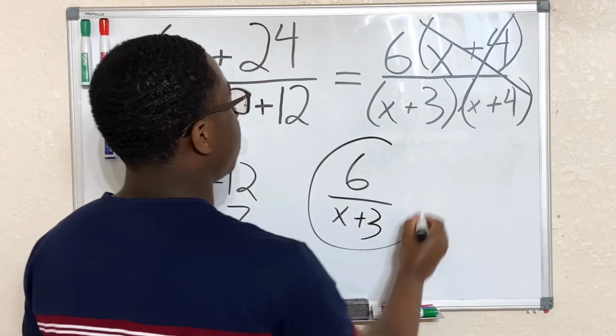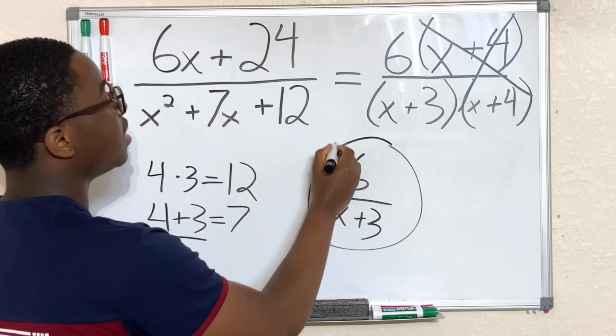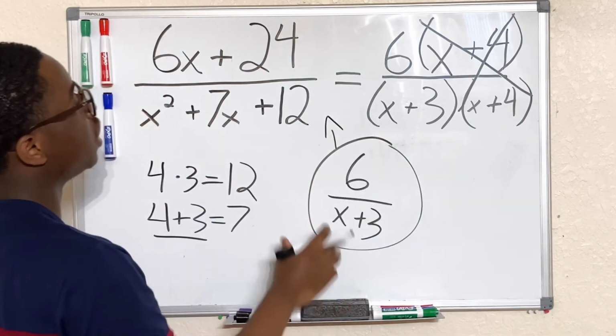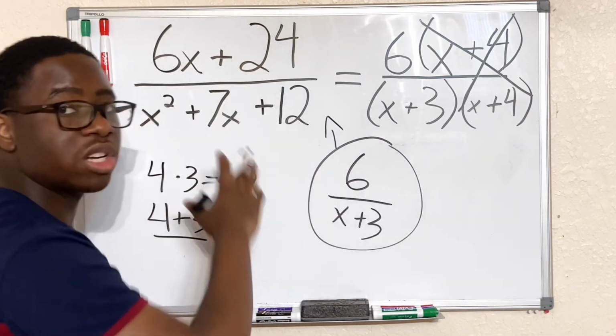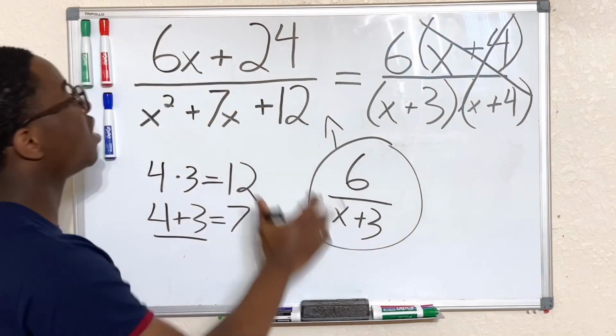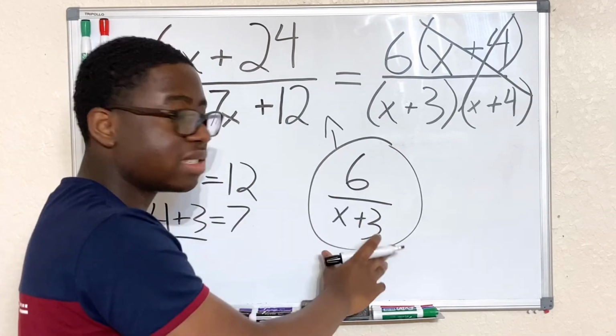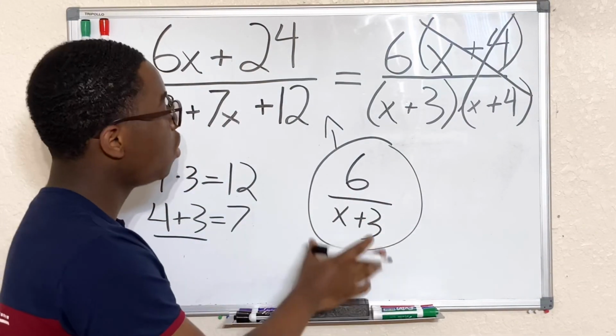And there we have it, guys. This right here is the factored, simplified version of our expression right here. Can you believe that we took a monster like this and turned it into something baby and small like this?